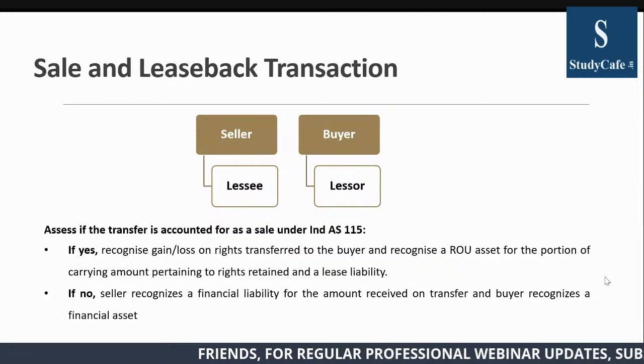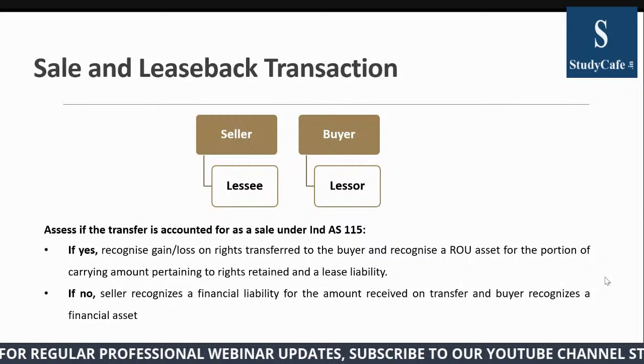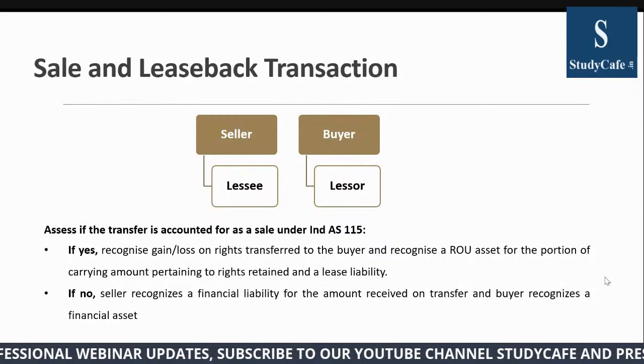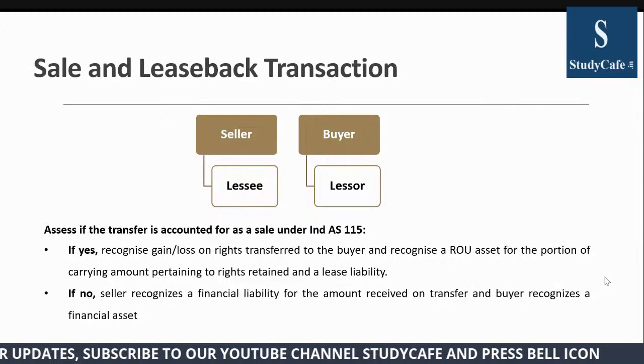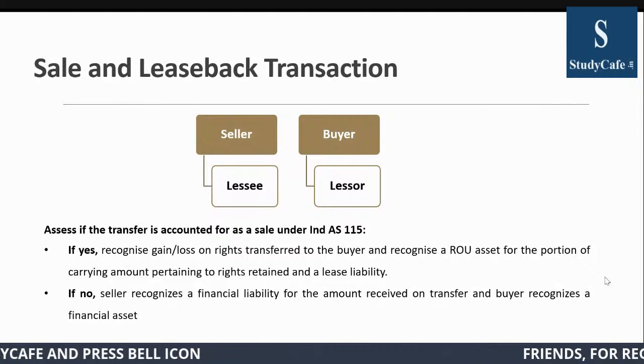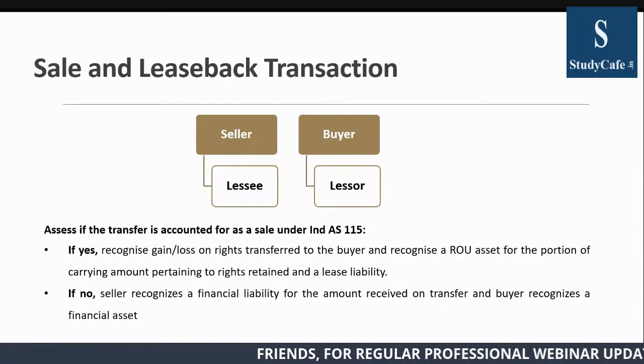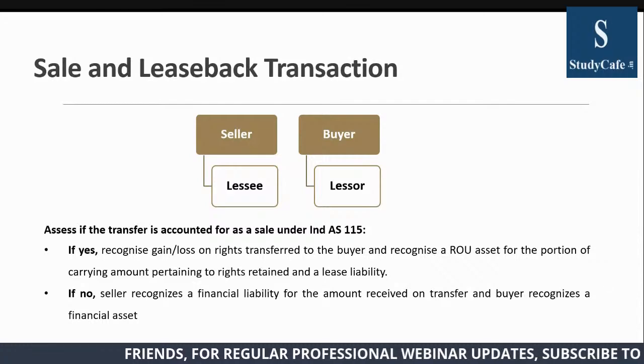So this concept is very simple. I hope everyone is able to understand this. Just that the seller-lessee is required to bifurcate the rights that have been transferred and those that have been retained. The gain or loss will be recognized for the rights transferred, and for the rights retained, the ROU asset will be recognized and a corresponding liability will be recognized.